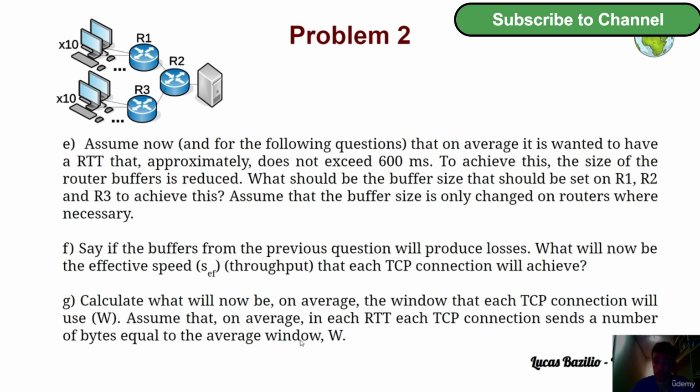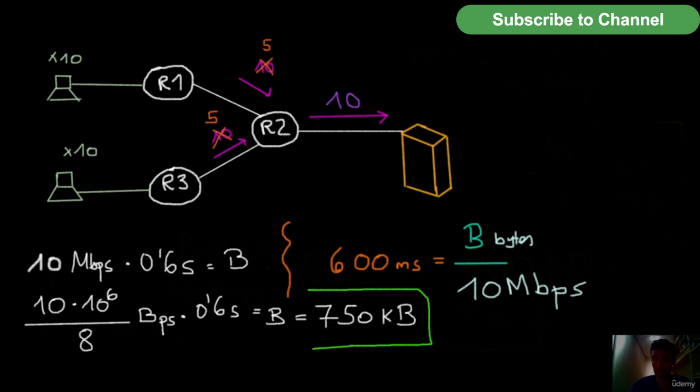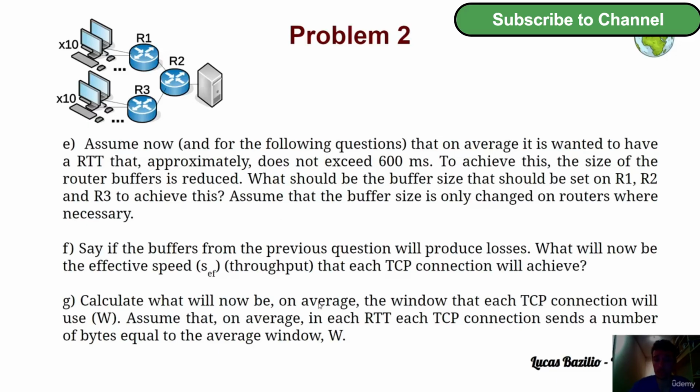To solve this question G, we need to have already solved question E and also question F. Remember that on question E we had an assumption that we needed to follow in the next questions. In question E we calculated the buffer size of router 2, and we saw that the value of this buffer size was 750 kilobytes. Now, with this value, what is going to be on average the window that each TCP connection will use?